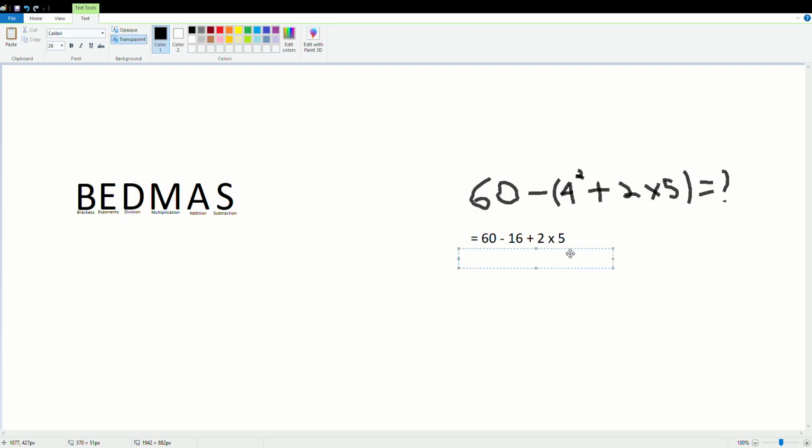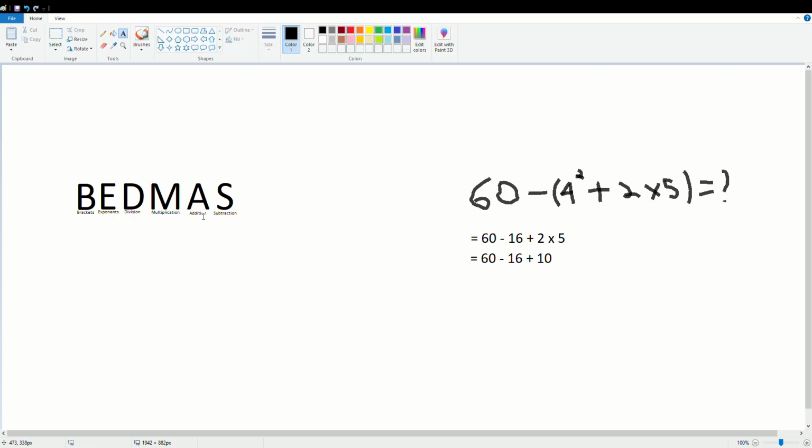Now we move on to the next simplification. So the next step is doing the divisions, but of course this has no division in it. I could have picked a better one, I know, but this has no division. If there was a division, you would do that. So we're going to jump straight to multiplication. 2 times 5. 2 times 5 is 10. So that equals 60 minus 16 plus 10.